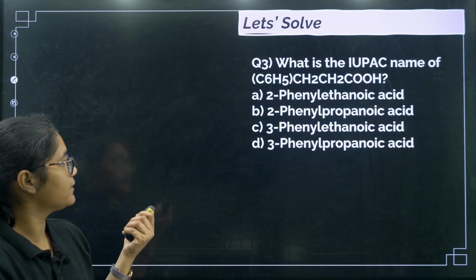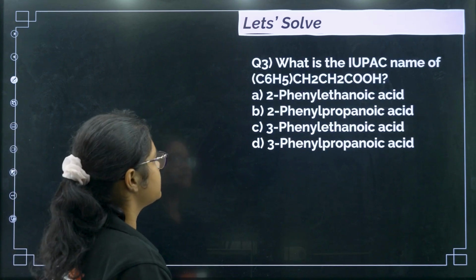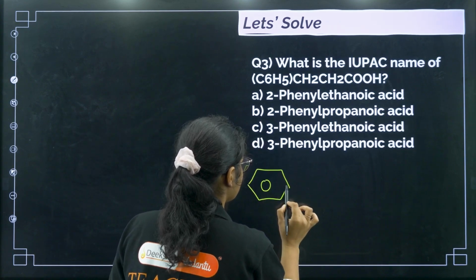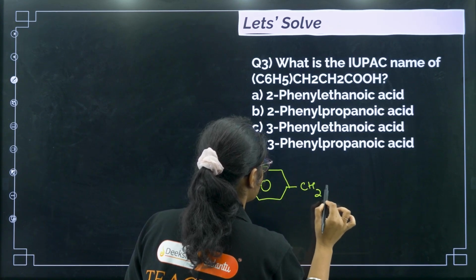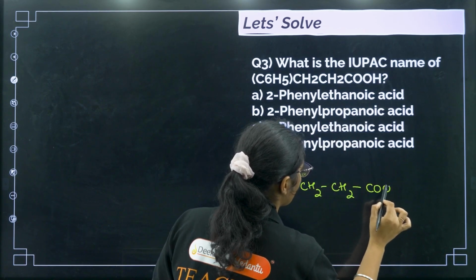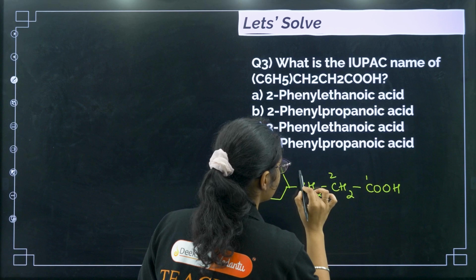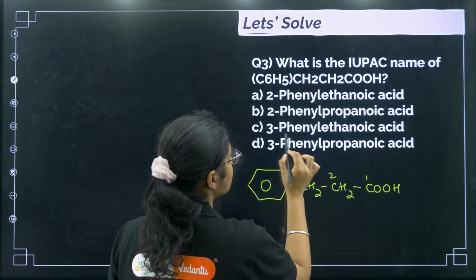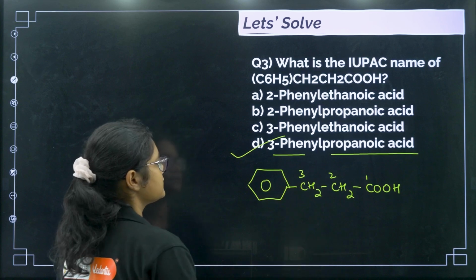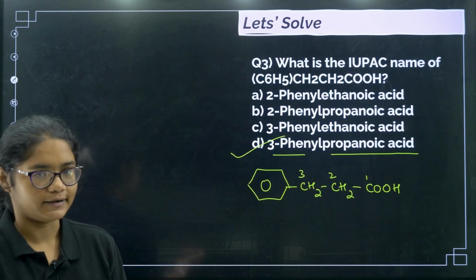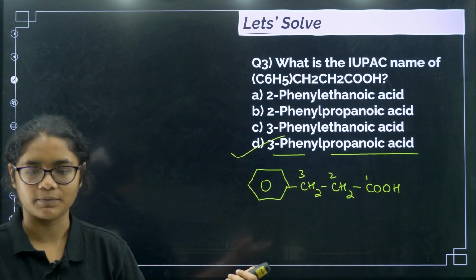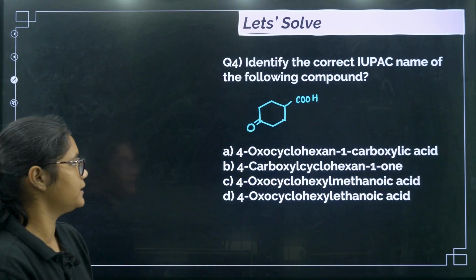Okay. Now coming to the next question, again the correct IUPAC name of this one. So you have C6H5, then you have CH2, CH2, and then you have COOH. So 1, 2, 3. So 3-phenyl propanoic acid. So the correct answer for this question will be option number D. 1, 2, 3. So 3-phenyl and 3 carbons are there, propanoic acid. So the correct answer is option number D.